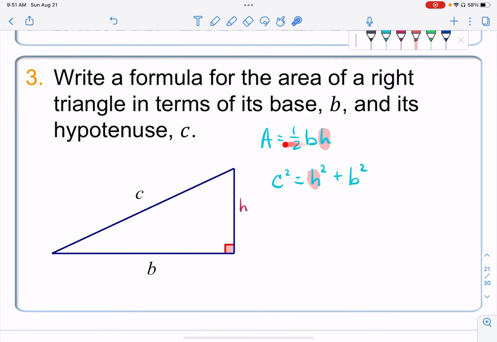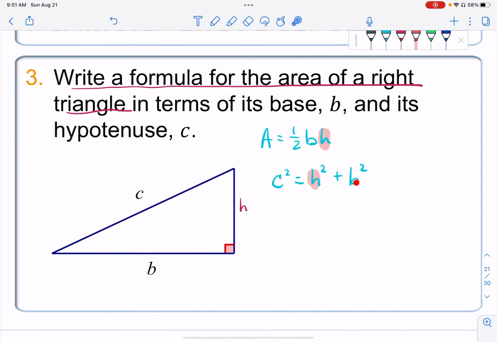We're not going to solve the area formula for h because the question asks us to write a formula for the area of the right triangle. So it stays. Okay, so then how do I get h by itself? H is trapped inside of a square. So should I just take the square root? I'm going to, but you have to get the h squared by itself first before you can take the square root.